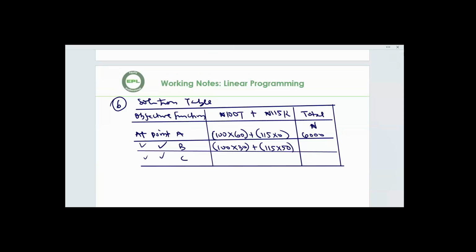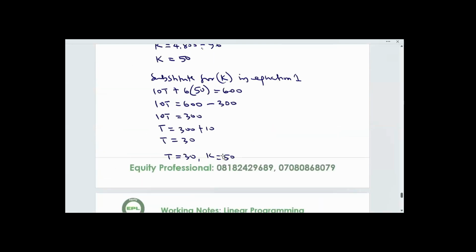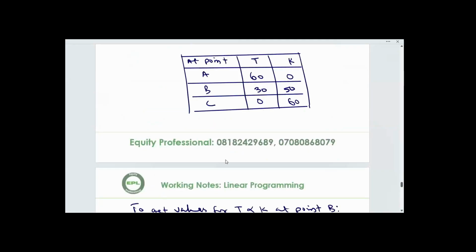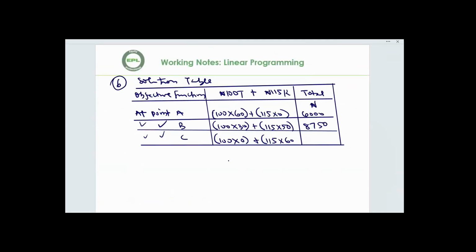So carry your calculator, open a bracket. Okay, 100, 8,750. Then 100 multiplied by 0 plus 115 multiplied by, I think it is 60. Yes, 60 multiplied by 60, 6,900.